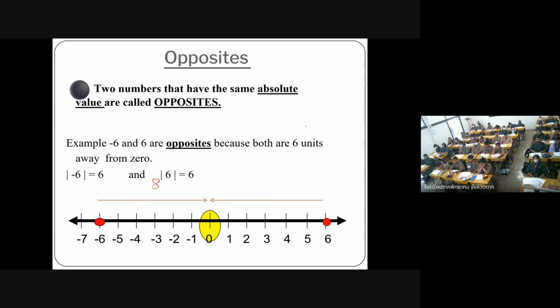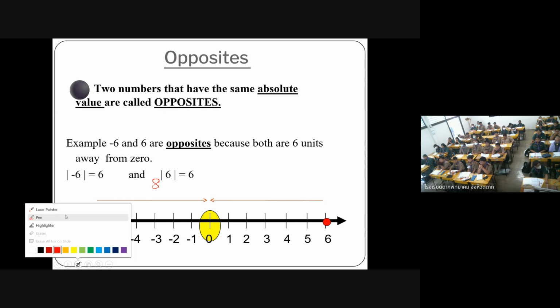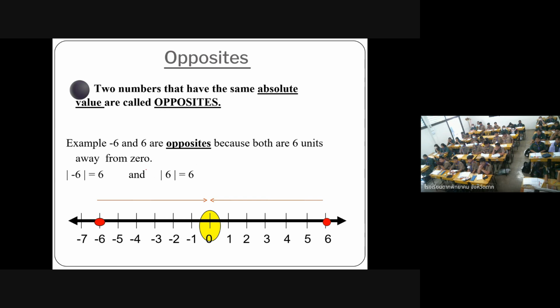Opposite means ตรงข้าม. Now, since we're dealing with opposite numbers, what does opposite number mean? Okay? So, when we talk about opposite numbers, they have the same absolute value. Okay? So let's say this one.